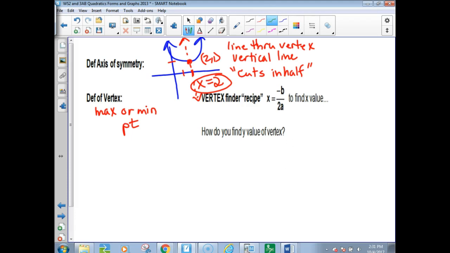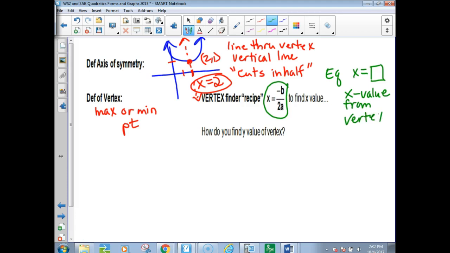Okay, now here is a recipe or formula, if you will, for finding the vertex of a graph. To find the x value, or the axis of symmetry, you're going to do the opposite of b over 2 times a. So how do you find the value of the vertex? First of all, you take the equation and find x equals. This gives you the x value of the vertex.